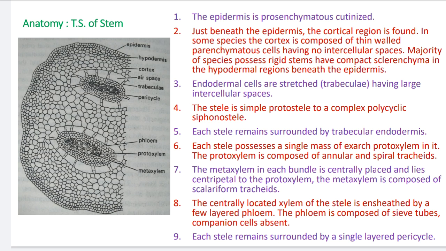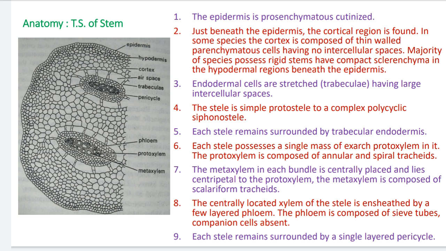Number 6, there are two steles in the single stem anatomy. Okay. Number 6, each stele possesses a single mass of exarch protoxylem in it. Okay, and here in the case of the xylem, the protoxylem is exarch. The protoxylem is composed of annular and spiral tracheids. The tracheids are present in the protoxylem, and the tracheids have annular and spiral thickening.